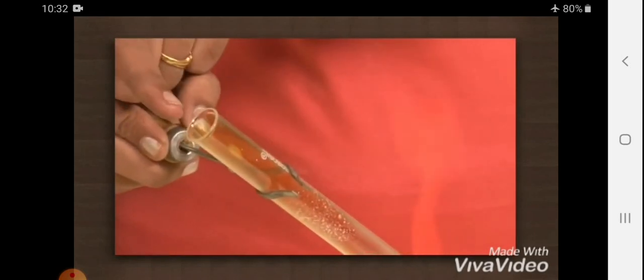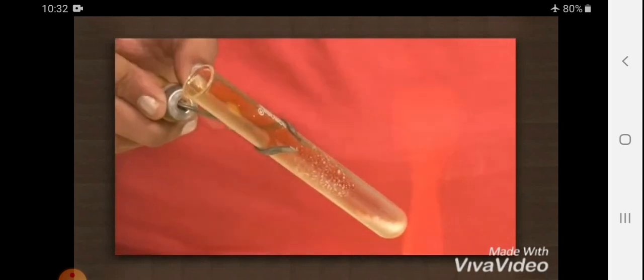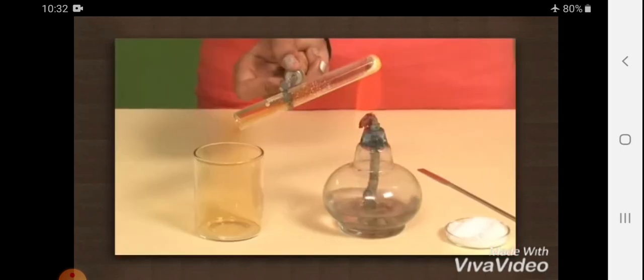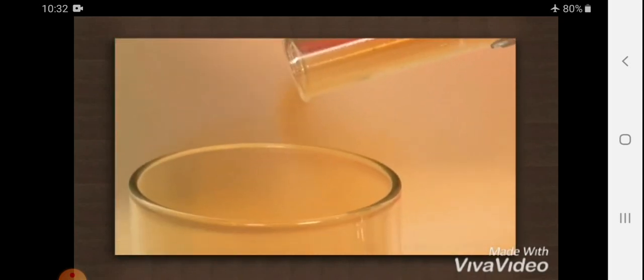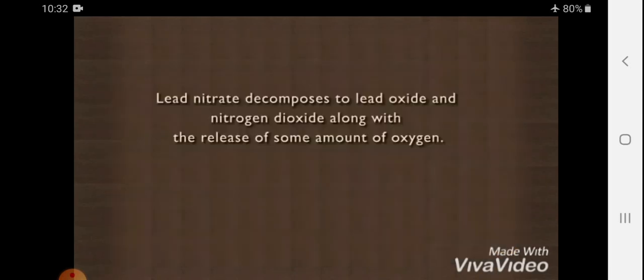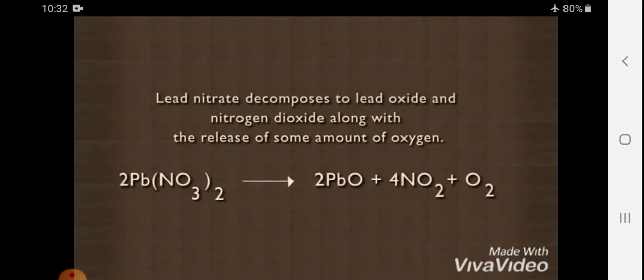Are you seeing the brown fumes which are coming from that? It's nothing but nitrogen dioxide gas. Lead nitrate decomposes, see, it is collecting in a beaker. So it decomposes to give lead oxide, nitrogen dioxide, along with the release of some amount of oxygen. And here is the reaction: 2Pb(NO3)2 gives 2PbO plus 4NO2 plus O2. Nitrogen dioxide and oxygen gases are the products.